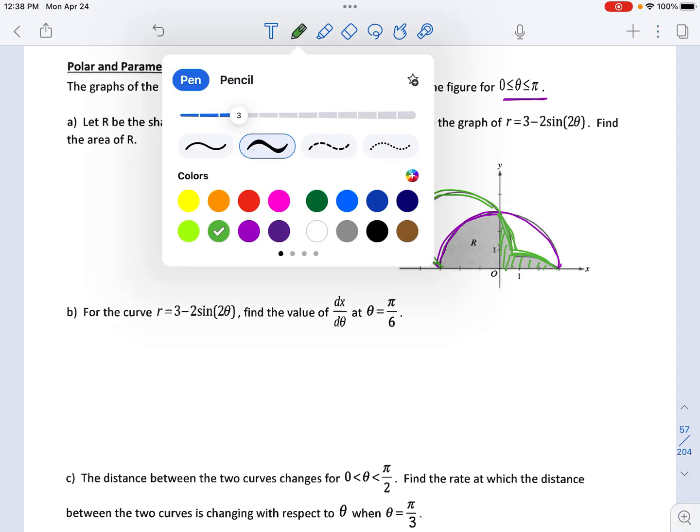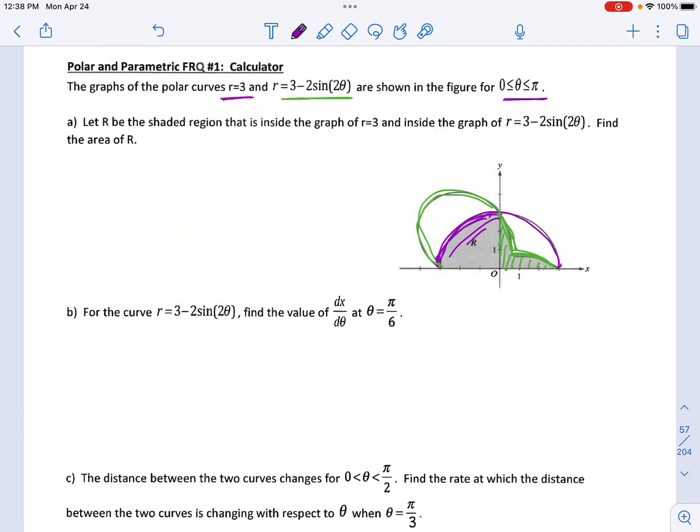And then notice this portion is only shaded by the purple graph. So I only need that. Okay, so that's a clue, first of all, that you will need two separate intervals because I've got two different graphs that I'm looking at. Okay, I'm going to do this purple region first.